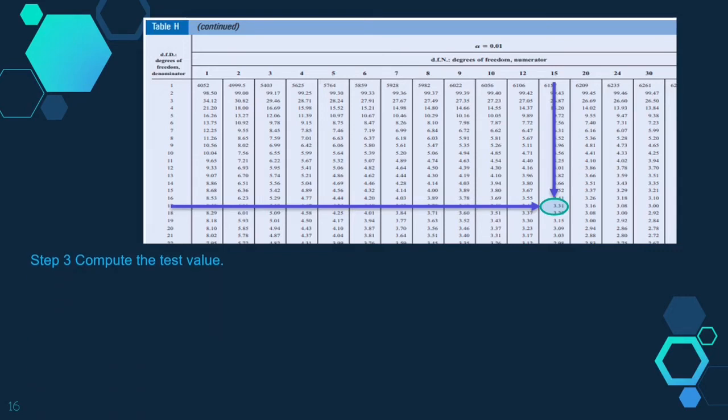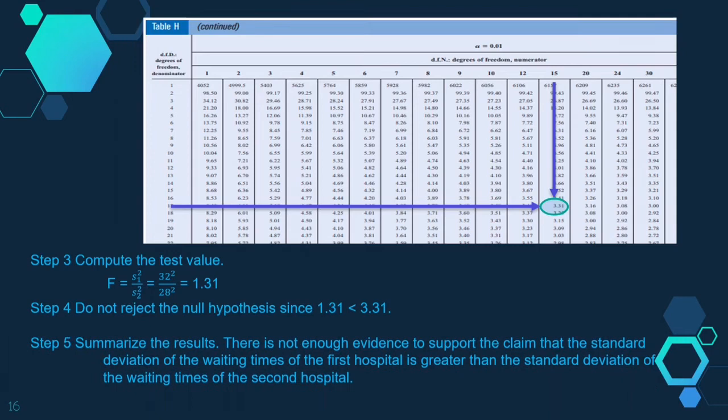Step 3, compute the test value using the formula F is equal to s squared sub 1 all over s squared sub 2, which is equal to 32 squared all over 28 squared. Then we will get 1.31. Step 4, do not reject the null hypothesis since 1.31 is less than 3.31. Step 5, summarize the results. There is not enough evidence to support the claim that the standard deviation of the waiting times of the first hospital is greater than the standard deviation of the waiting times of the second hospital.